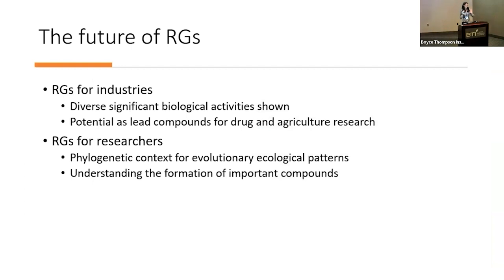So that was a lot, I know. And scientists think so too. A lot of scientists are researching resin glycosides because their diversity really makes them great candidates to be used as components for drugs and agriculture research. They're also really good for people studying evolutionary ecology and to understand the formation of other important compounds that might be similar, especially products involving glucosylation, things like that. But they're all currently kind of at a bottleneck, so this research is coming really slow.